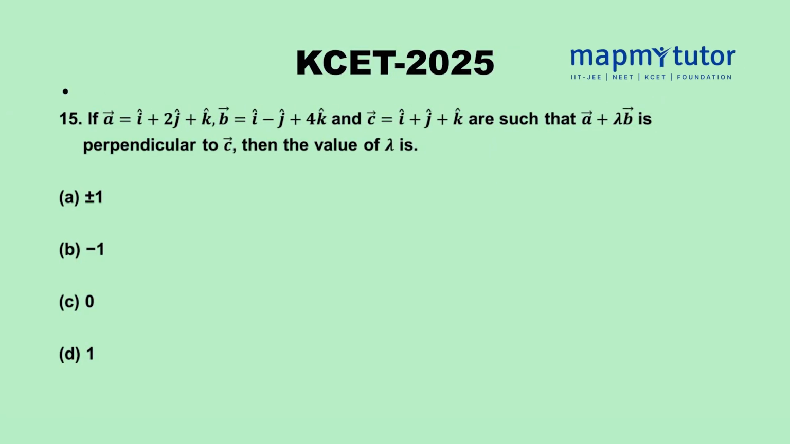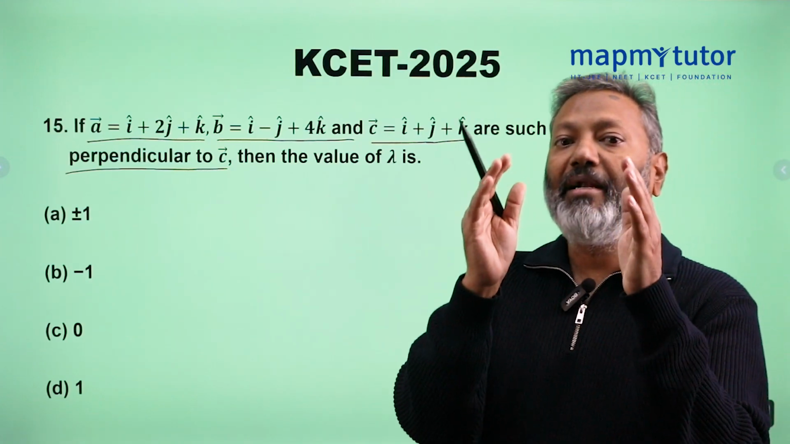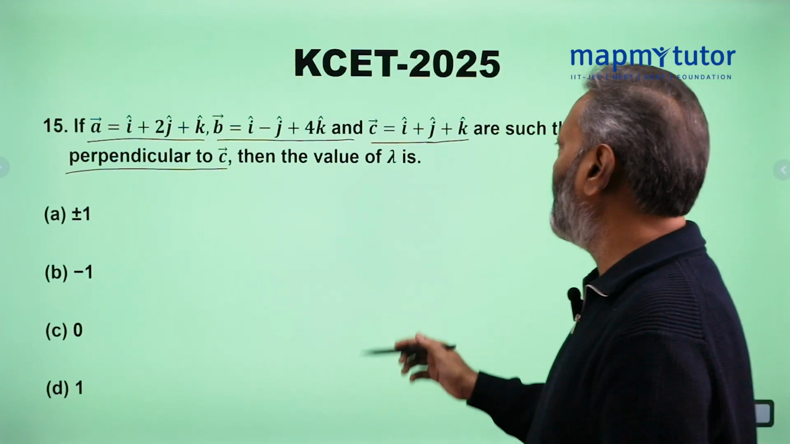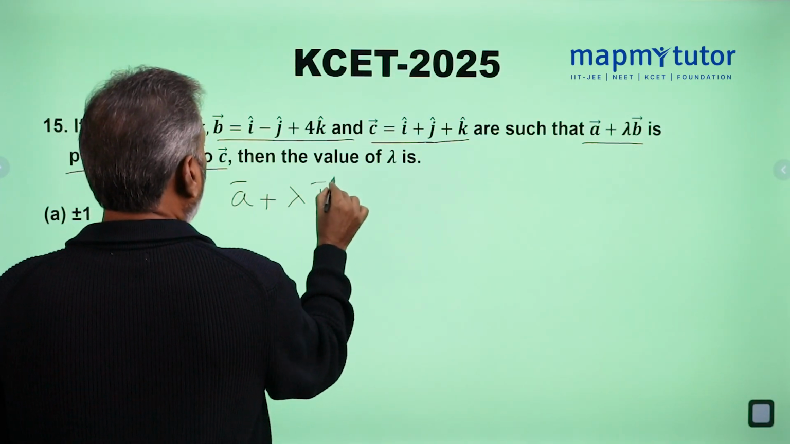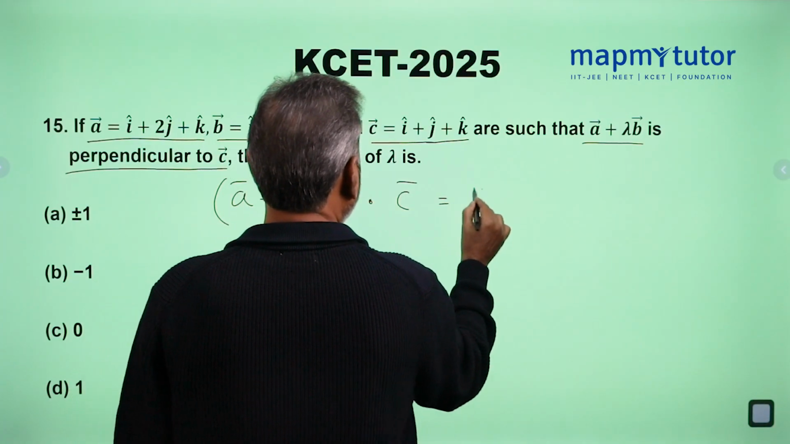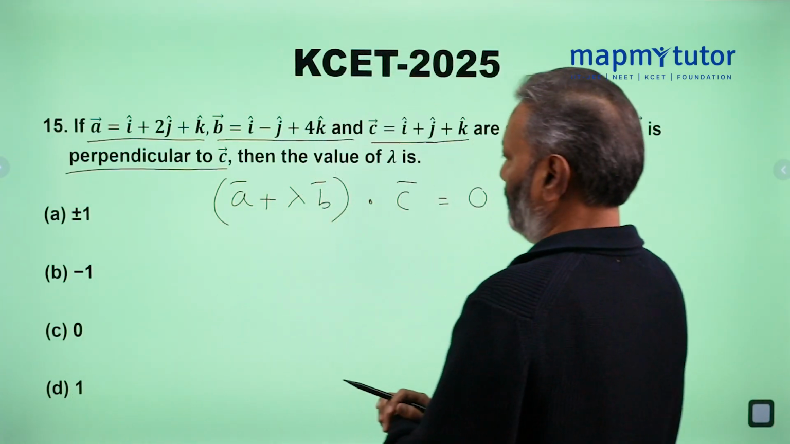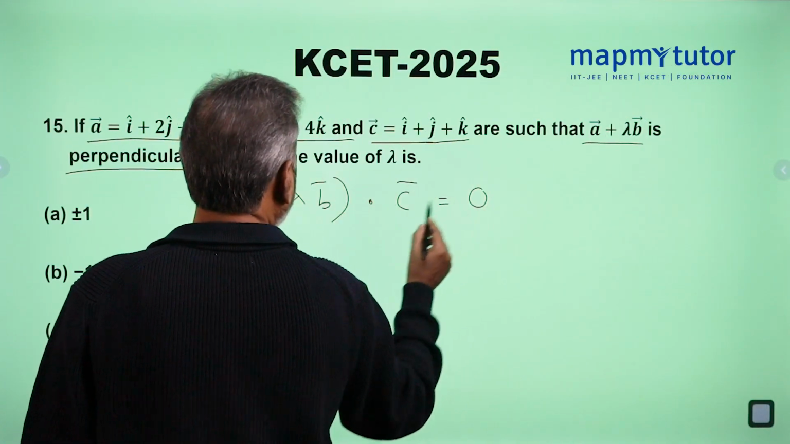Here vectors are given: A bar, B bar and C bar. Three vectors are given such that one condition is there: A bar plus lambda B bar is perpendicular to C bar. Whenever two vectors are perpendicular, what is the condition? Their dot product is 0. That means the dot product of A bar plus lambda B bar with C bar is 0, and your job is to find the unknown, the value of that lambda.